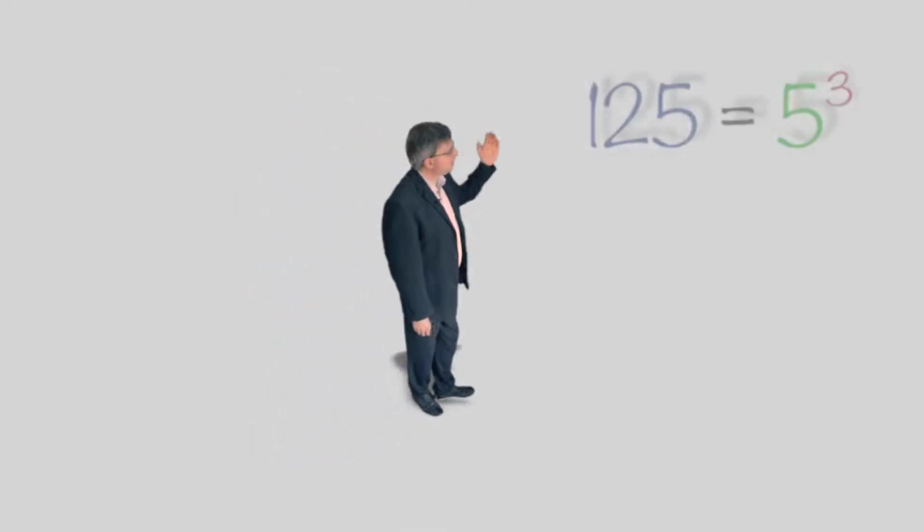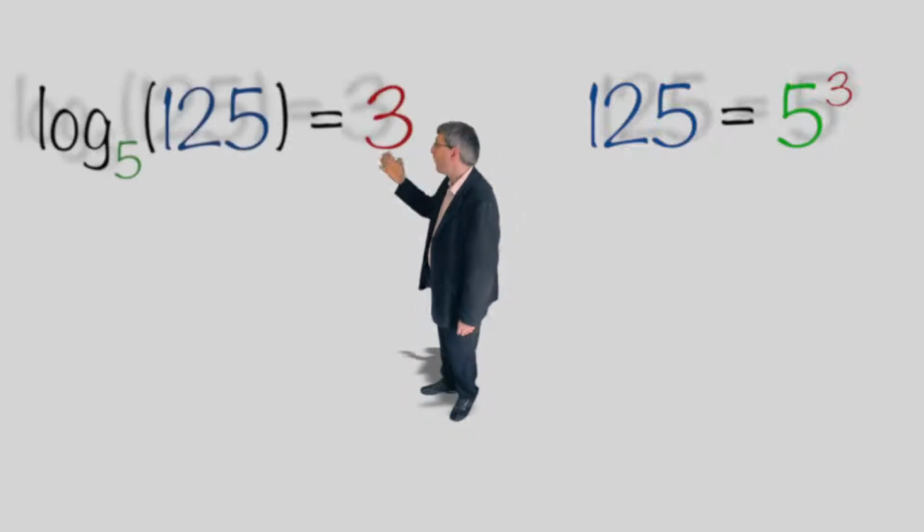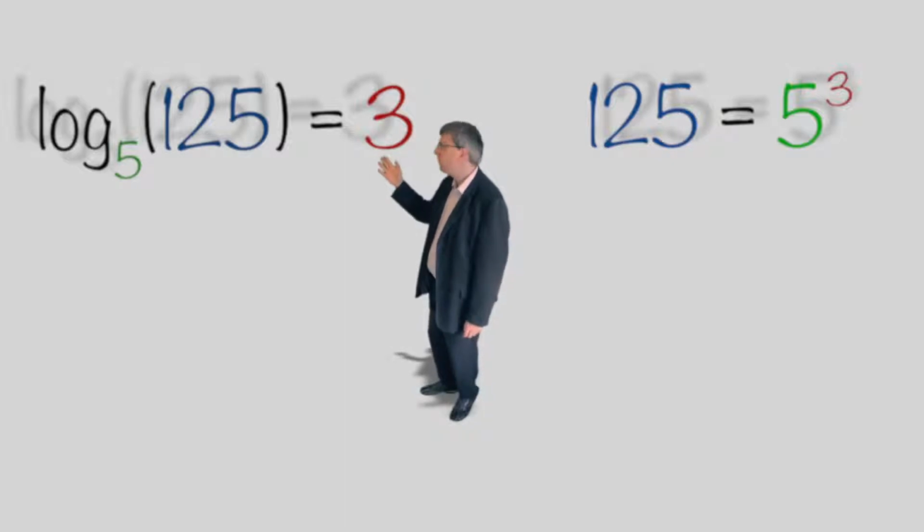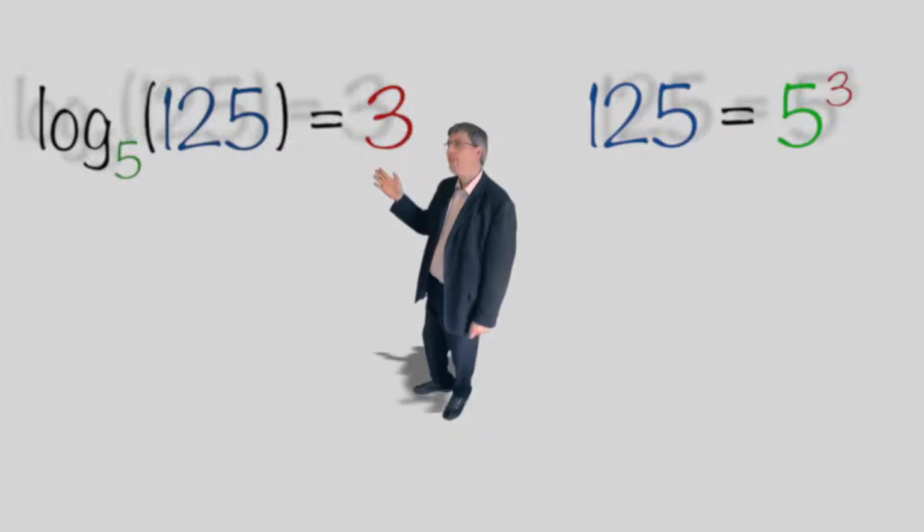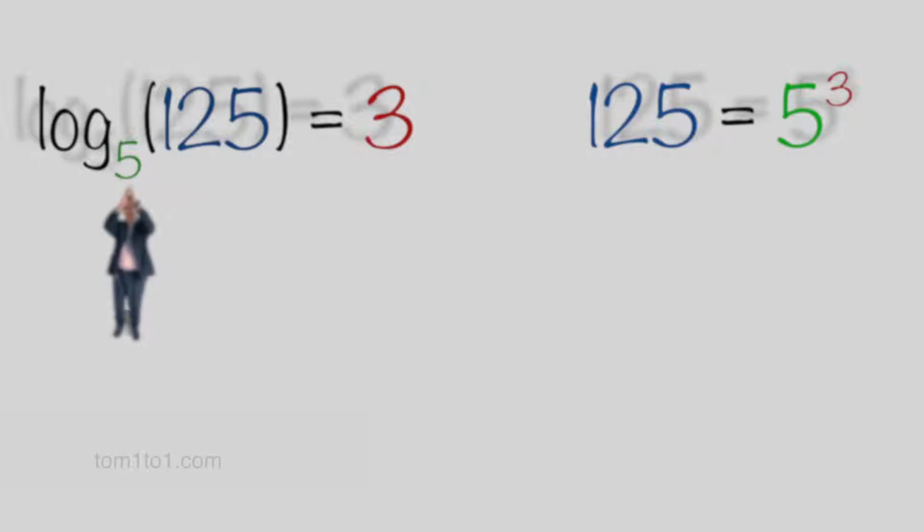So what is a logarithm? Well, let's take a simple example. 125 is equal to 5 cubed, 5 to the power of 3. Another way of looking at that, if we twist things around, is to say that 3 is equal to log to the base 5 of 125. Now the base bit is that bit there. That is your base.